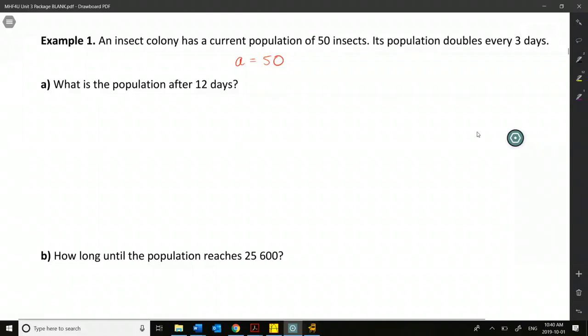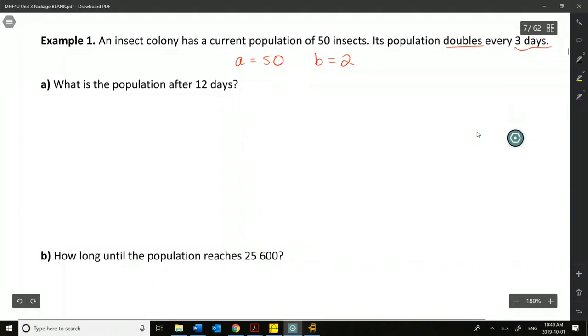Yep, so we're just building on that and recapping that right now, okay? 50 insects, it doubles every 3 days. What does doubles tell me about? Jonathan? Times 2. Times 2, and what variable is that in our formula? So is it the y, is it the a, is it the b, is it the x? The b, yeah, it's our growth factor. So it would be multiplying by 2, so b will be 2.